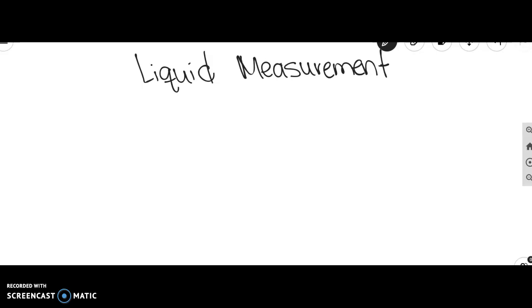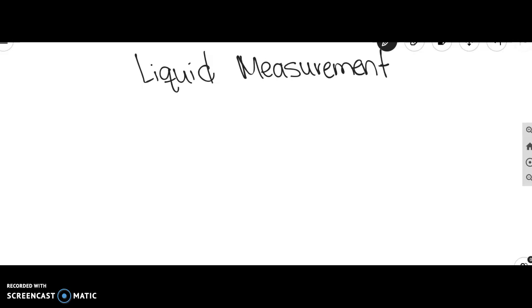This video is about liquid measurement. Today we will be talking about an acronym or a little picture that can help us with liquid measurements involving gallons, quarts, pints, and cups. So I will be telling you a story and then I will be going back and explaining every part of our picture that I am going to draw.